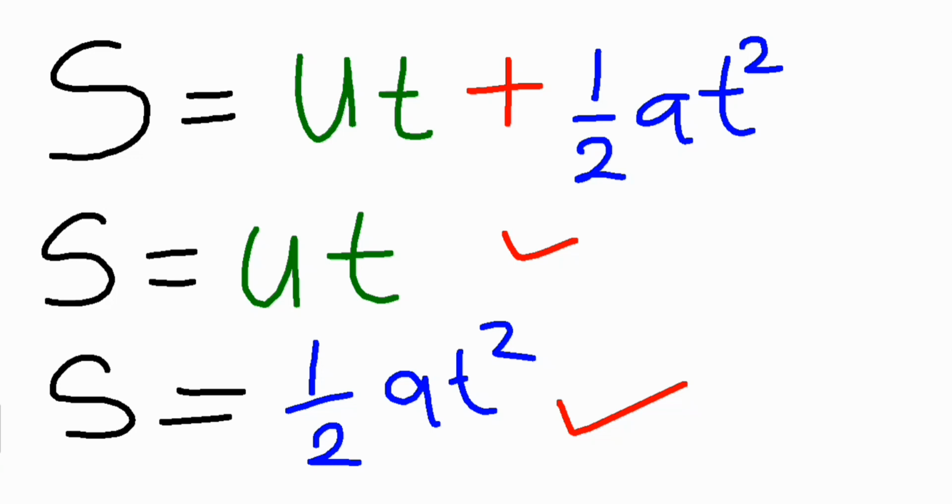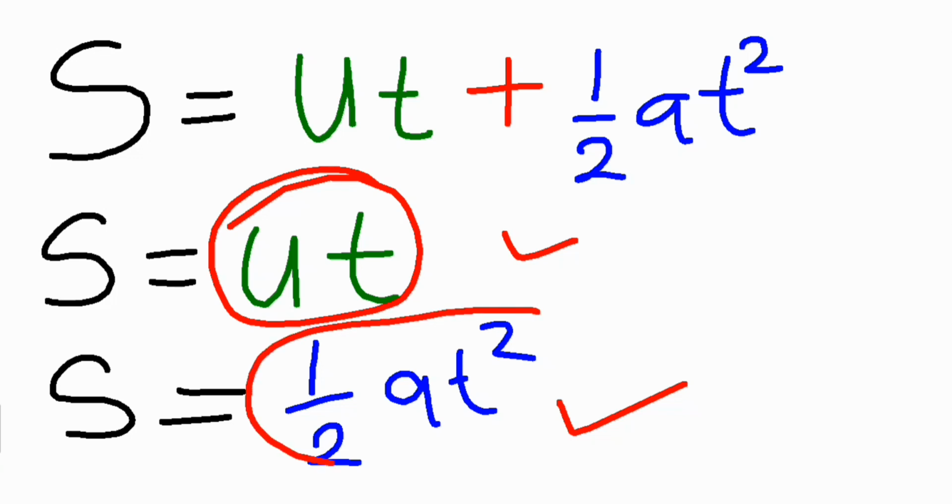Aside from that, if you're asked to find just the distance traveled by the car, you apply the first one, which is this. Then in other words, if you're asked to calculate the distance traveled when the car is already moving, the car is already in what? In motion. In that case, you are going to apply this.